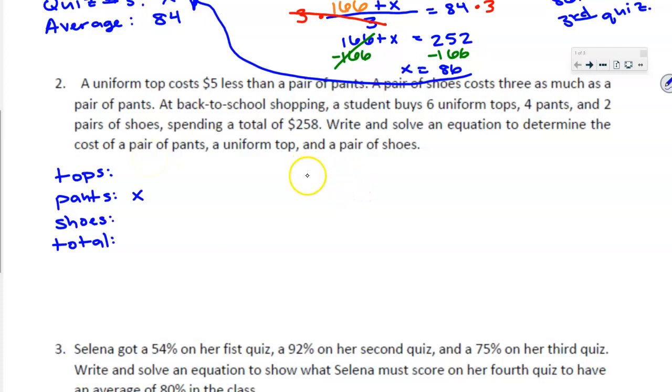A lot of times students don't understand what $5 less than a pair of pants means. So give yourself some examples and make it real. What if a pair of pants costs $20?